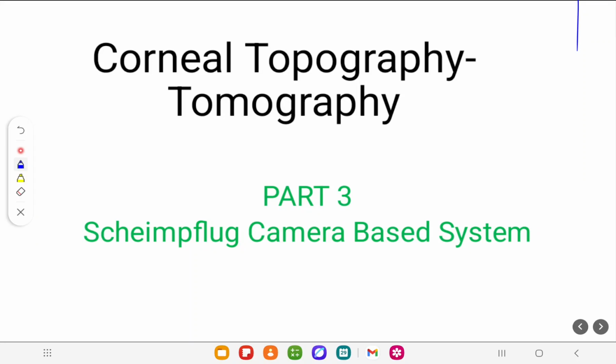Okay, so let's start the third part, which is basically the Scheimpflug based camera system. Today I'm going to discuss this principle, how the Scheimpflug camera works, and then a little bit of information about machines, and I think the advantages and disadvantages of the Scheimpflug camera and all these things.